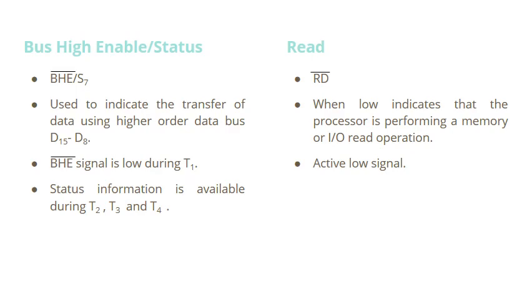Next we have the read signal, which is denoted by RD bar. Again, this is an active low signal, and when it is low, it indicates that the processor is performing a memory or IO read operation.